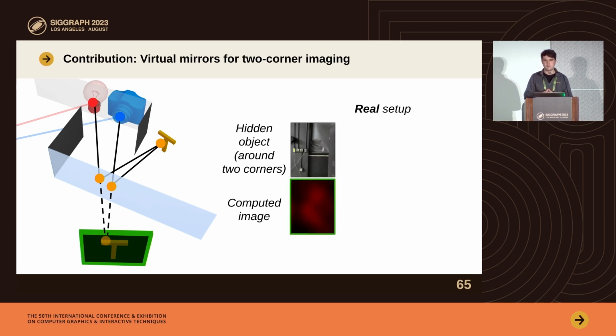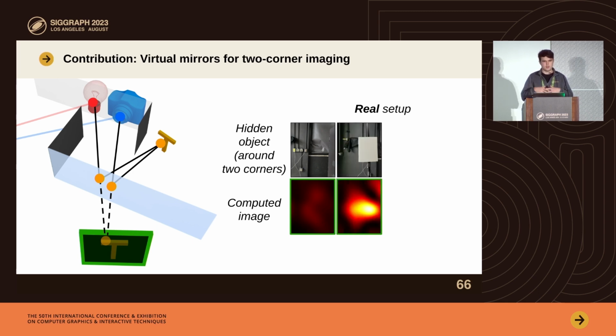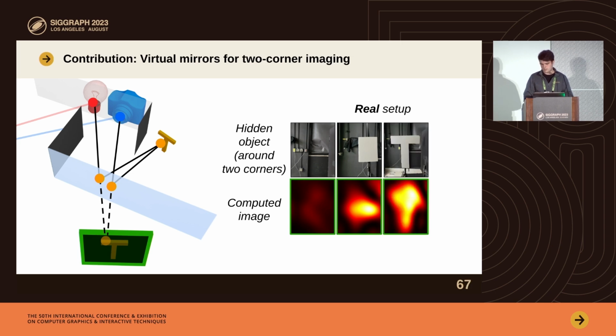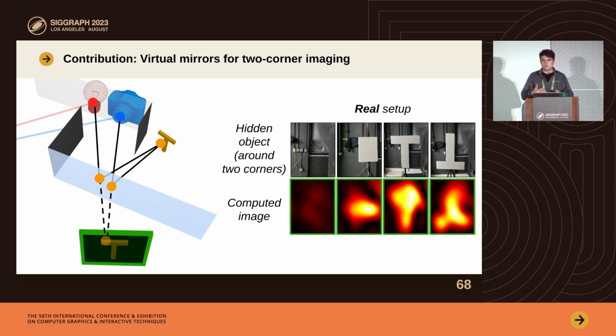We also perform experiments in real setups with real capture hardware, where we hide different objects around two corners, such as nothing, or a rectangle, or a T-shaped object, or an inverse T, and we see that we have a reasonable reconstruction of the shape of the object. And keep in mind that this image has been computed with light that has bounced 5 times in diffuse surfaces, looking around two corners. So it's a pretty hard problem.